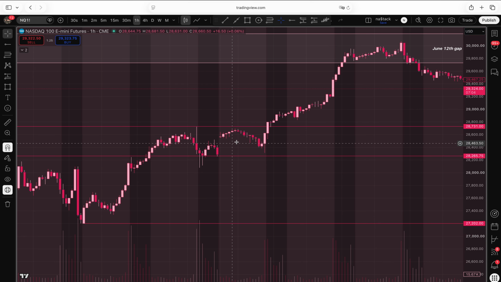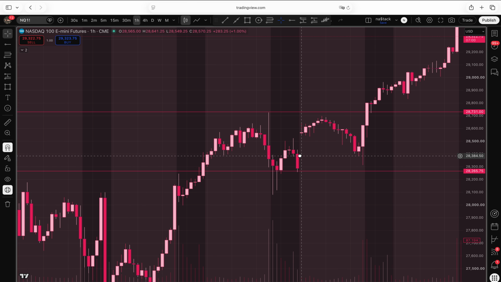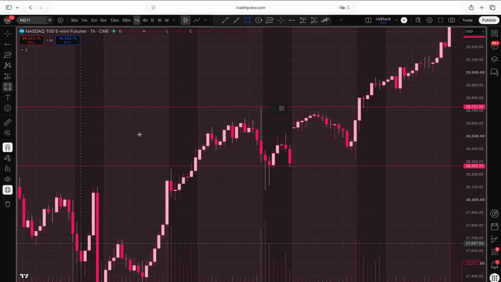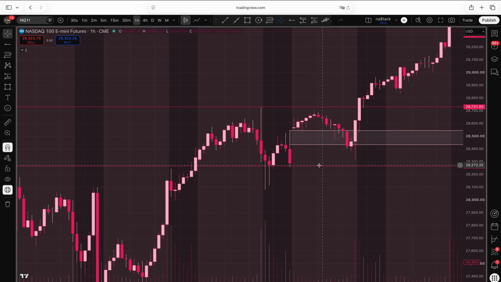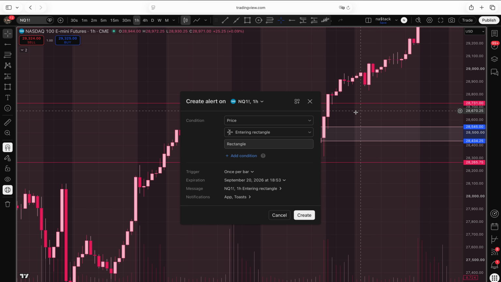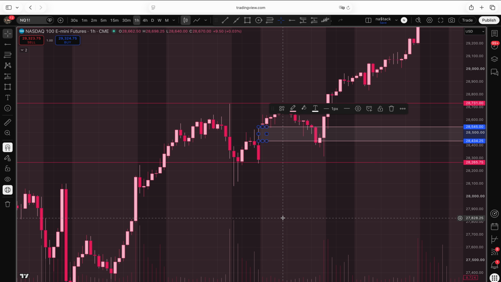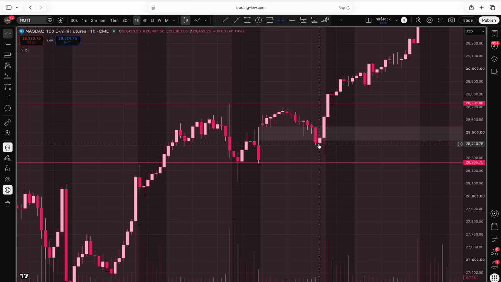Here's another gap. Let me show you how I would trade that. So again, it ended somewhere, it opened somewhere, that's a gap. I would wait until the morning. I would place an alert, actually, like this: entering rectangle, exiting rectangle, inside, whatever you want. I would place an alert, and then once it hit here, I would just take the gap.